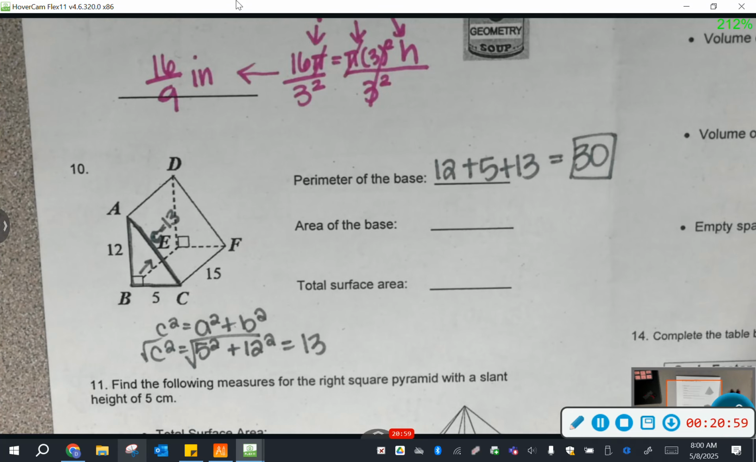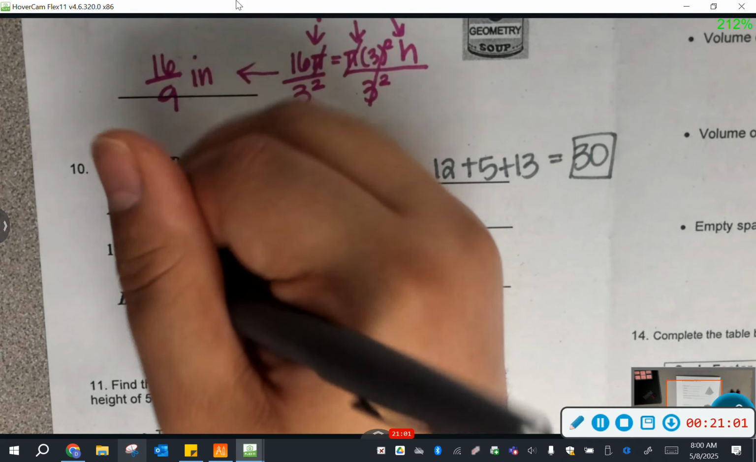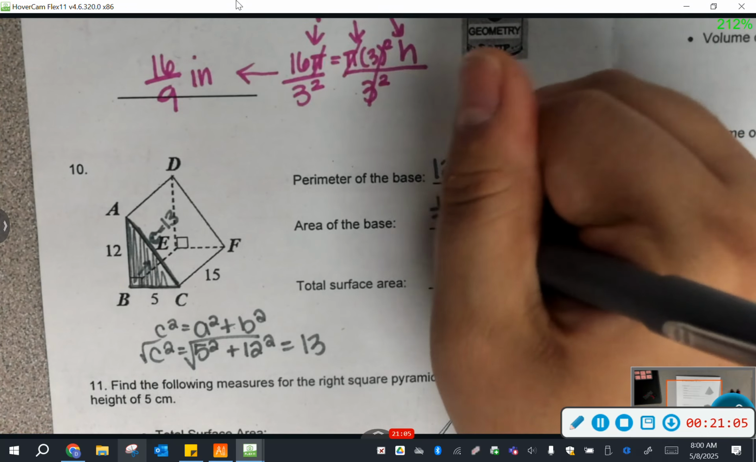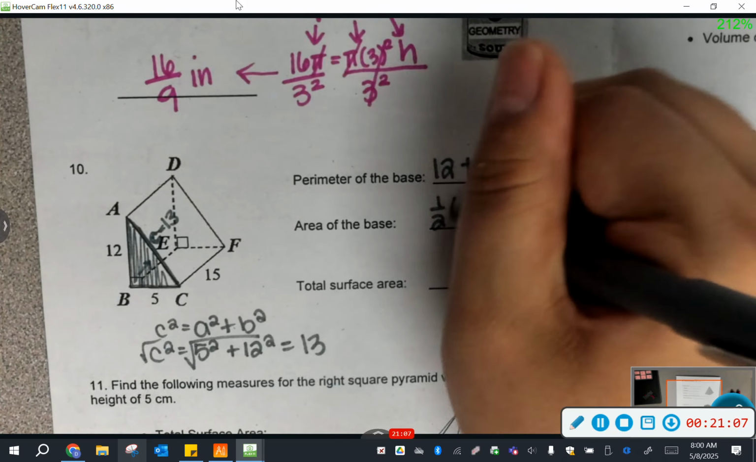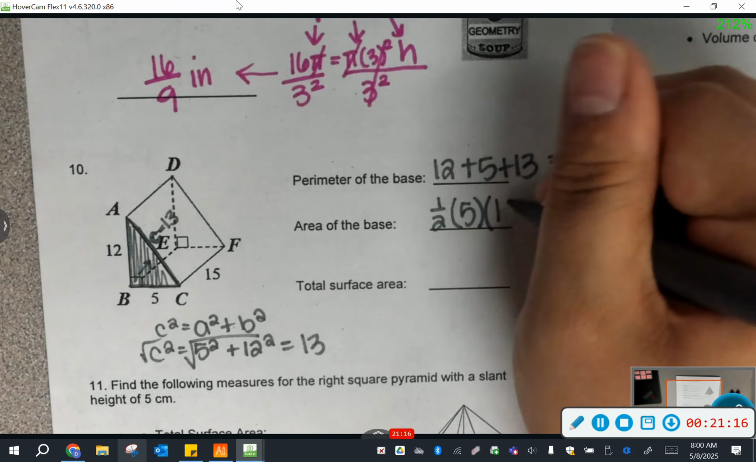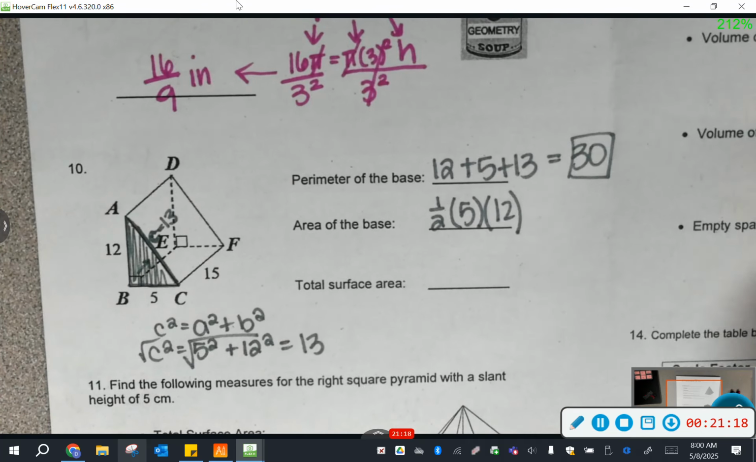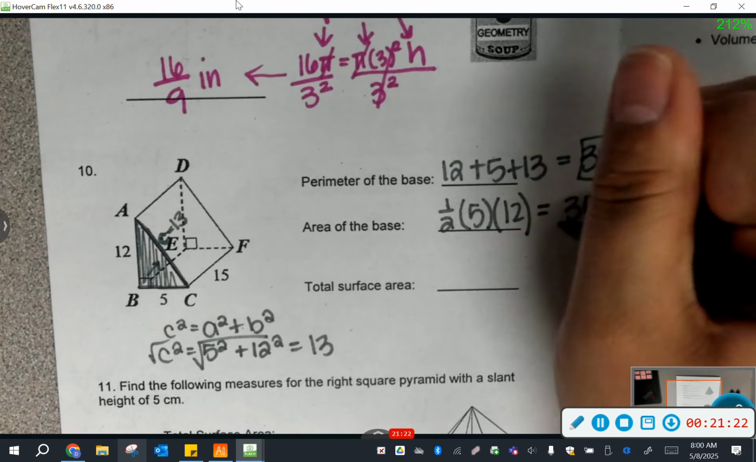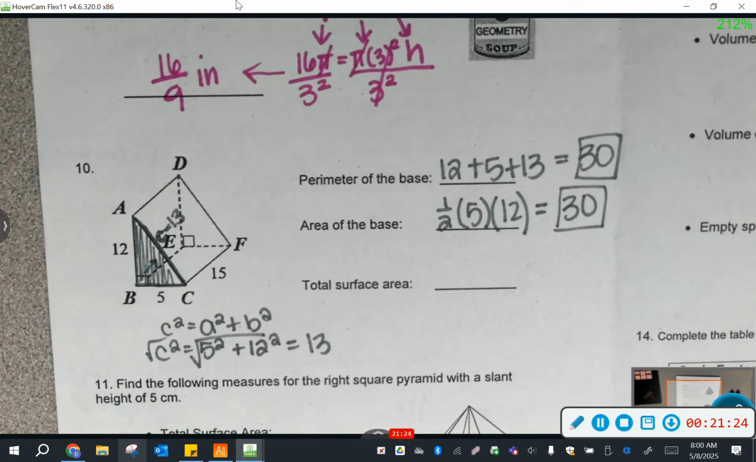What about the area of the base? How do you find area of a triangle? 1/2. What's the base? What's the height of the triangle? No, what's the height of the triangle? 12. 5 times 12, half of that is also going to be 30. What's next? Total surface area is 60.